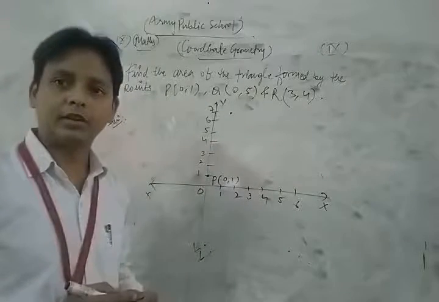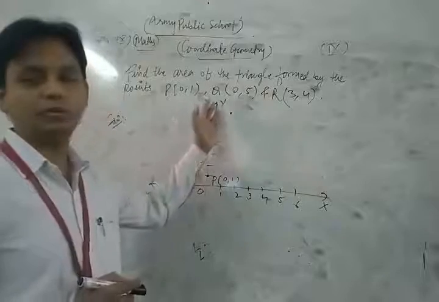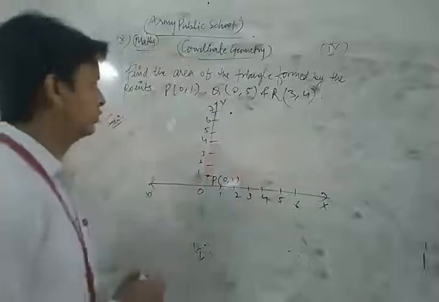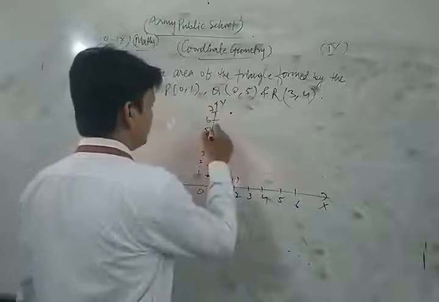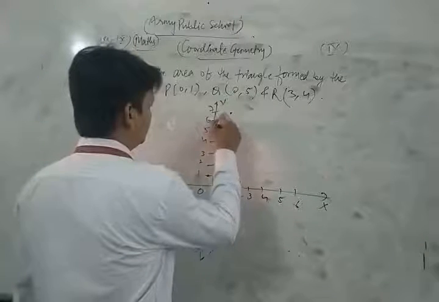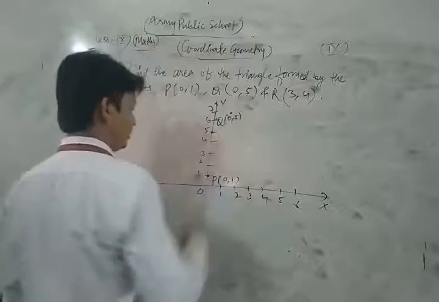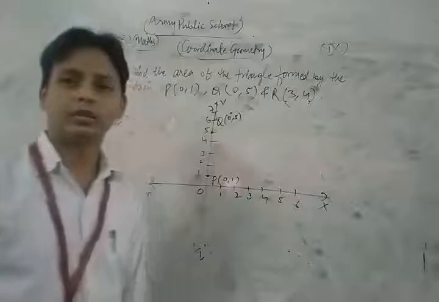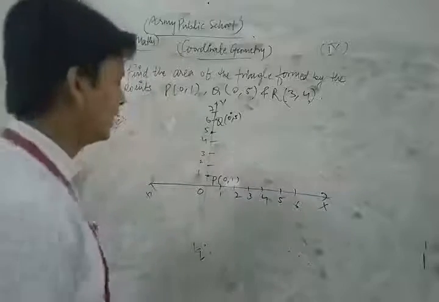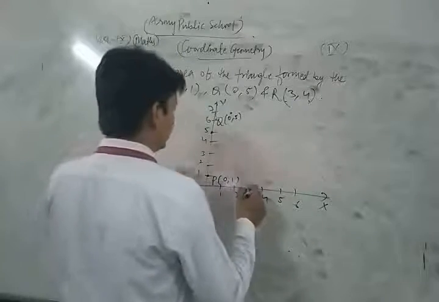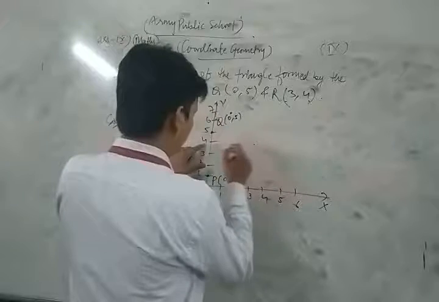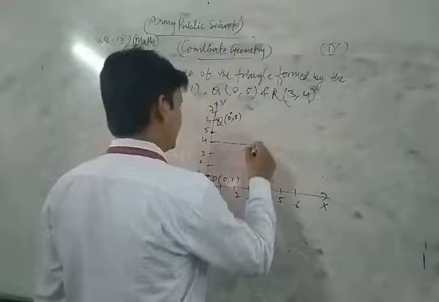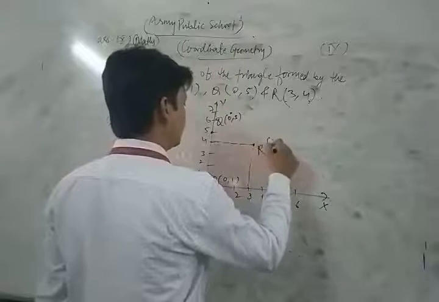Now (0, 5). Abscissa is 0, ordinate is 5. So the point Q also lies on which axis? On the y-axis. So (0, 5) is here. Now we find (3, 4), the third point R. Let's see. Abscissa is 3, ordinate is 4. So here. Yes. So that point R lies at (3, 4).